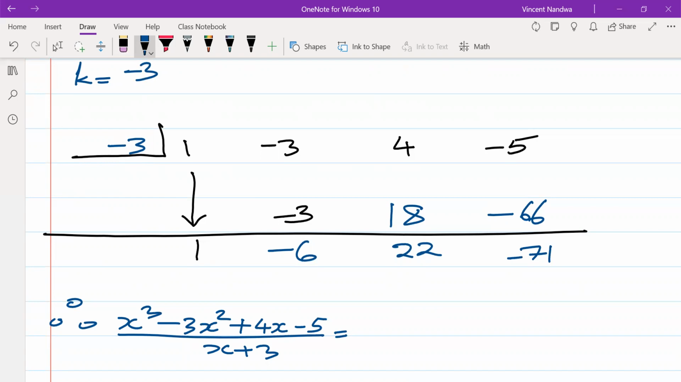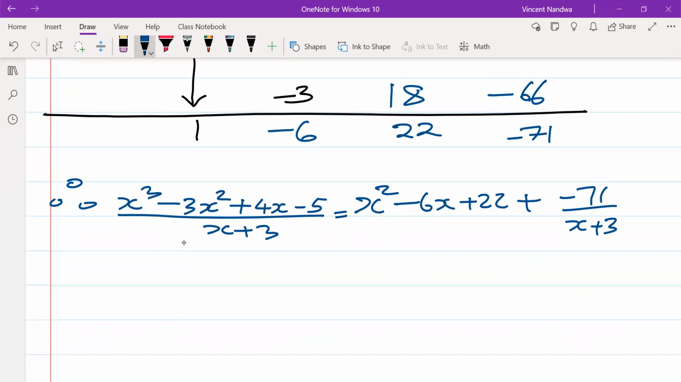It will be x squared minus 6x plus 22. And then you add negative 71 over x plus 3. Or you can just write one negative sign in terms of x plus 3. Okay?